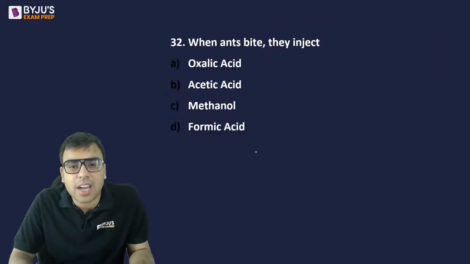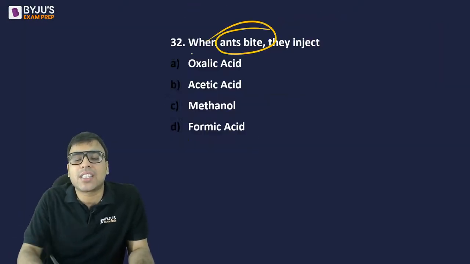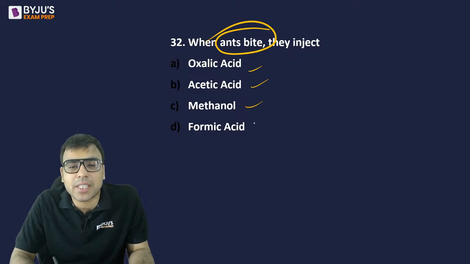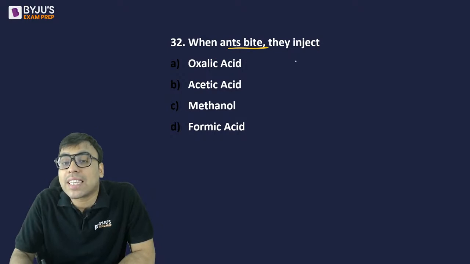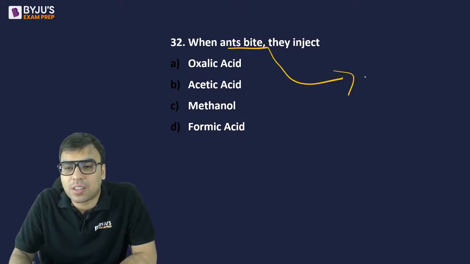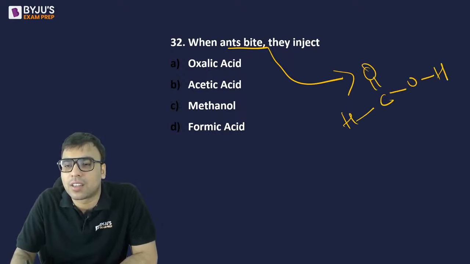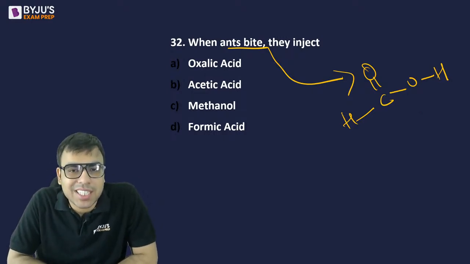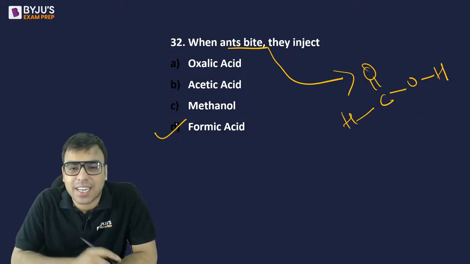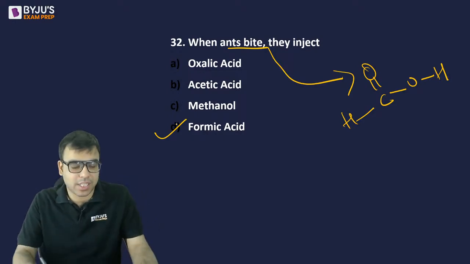Yes. The next is when ants bite, they inject what? Oxalic acid, acetic acid, methanol, formic acid. जब चींटी काटती है तो कौन सा एसिड होता है उसमें? So this is actually HCOOH. So when ants bite, there is an acid called as formic acid inside it. So D is the right answer to this question.